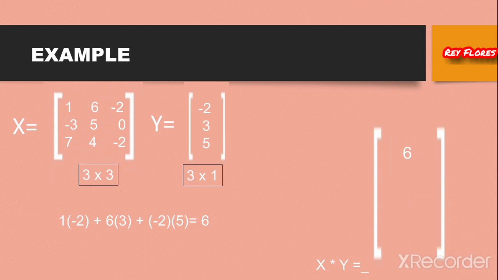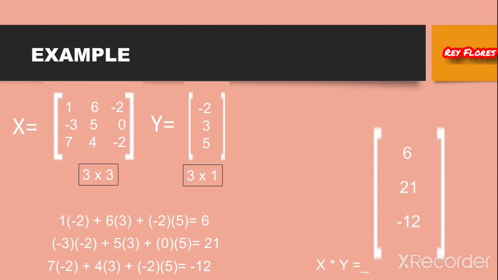Second, negative 3 multiplied by negative 2, 5 multiplied by positive 3, 0 multiplied by positive 5 is equal to 21, and 21 will serve as our second element. 7 multiplied by negative 2, 4 multiplied by positive 3, negative 2 multiplied by 5, and that will be negative 12. Negative 12 will serve as our last element, since the expected size of our product is a 3 by 1 matrix, and these are 6, 21, and negative 12.